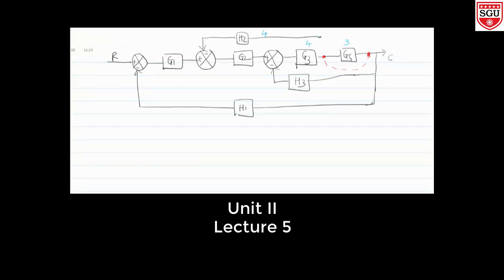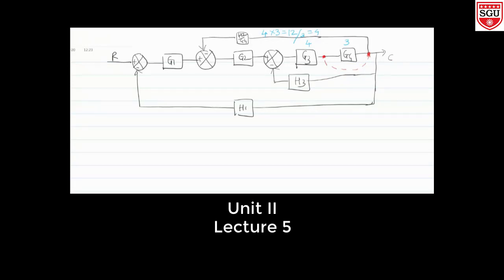What will happen? What will be the value of H4 now? H4 will be 4 multiplied by 3, that is 12. H2 will be 12, which I don't want. I want H2 to be equal to 4 only, and it is possible when I divide it by 3. Means we have to divide this H2 by G4, so that I will get 4.